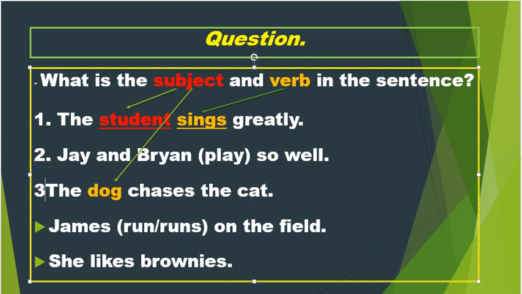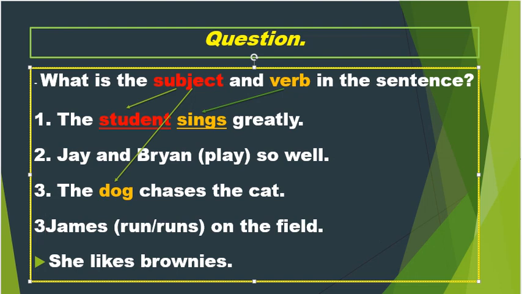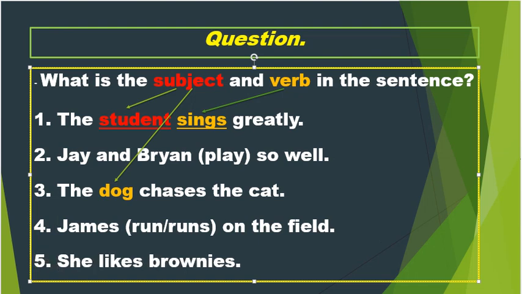I want to see if you really understand our lesson. This one is 4 and this one is 5. Let's make it a number, to make it easy for you. What is the subject and the verb in the sentence? For example, the student sings greatly. Here the subject is the student, the one who makes the action. Who is singing? Of course, the student. So what does the student do?